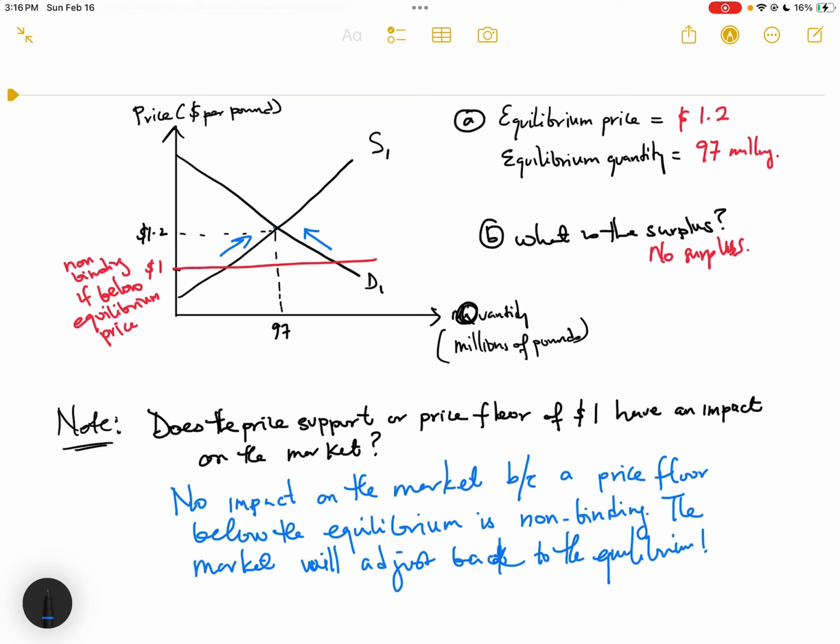Okay, the market will adjust. Hopefully you can see my handwriting. The market will adjust back to the equilibrium. So this is a non-binding price floor.